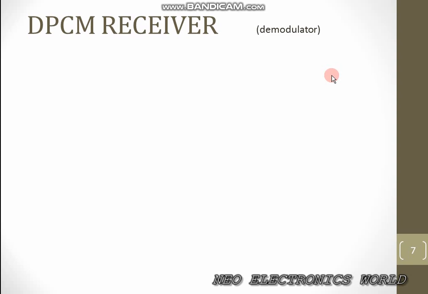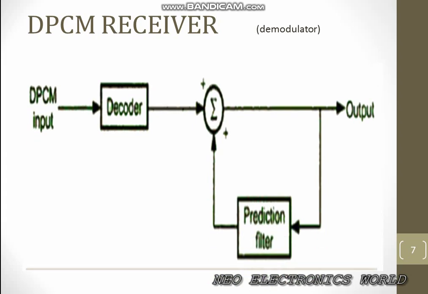We can see the demodulator circuit here. It contains a decoder, a comparator, and a prediction filter. Here B of NTS is the incoming signal that has been transmitted by the transmitter, and it's getting decoded by the decoder, and then it's going to the input of the comparator, and then this comparator will produce the output.